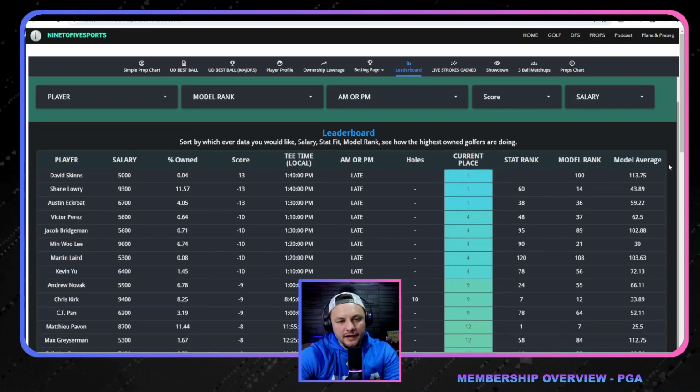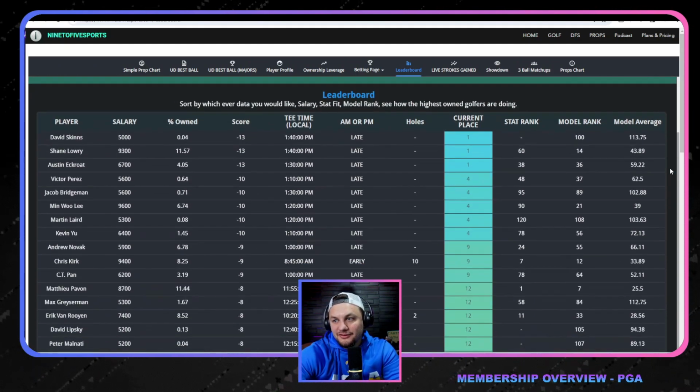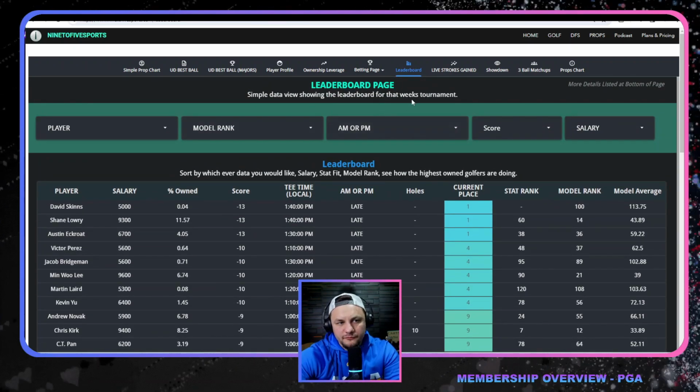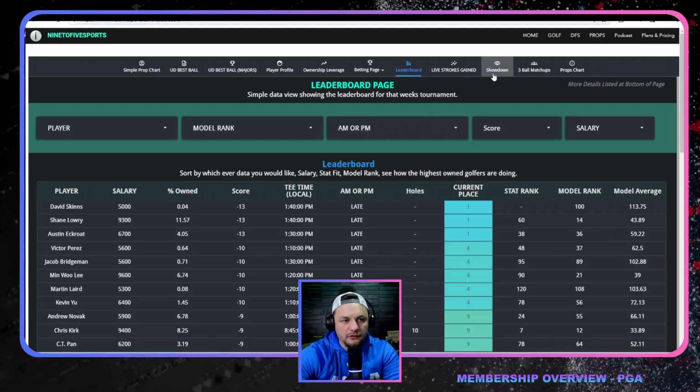It's just a fun tool to look at. Everyone likes looking at the leaderboard tool, or just looking at how golfers are doing. It's fun. So it's just a way to look at data. If you guys want to use it, go for it. If not, that's fine. You can also click on the Showdown tab.